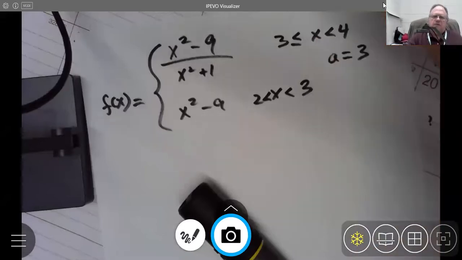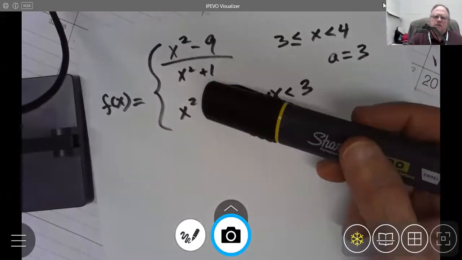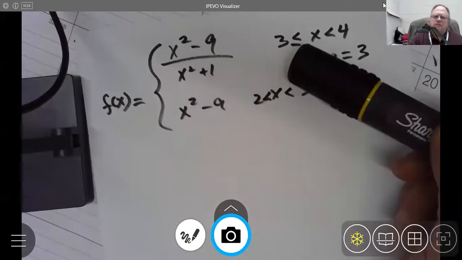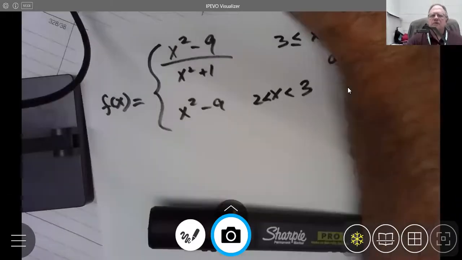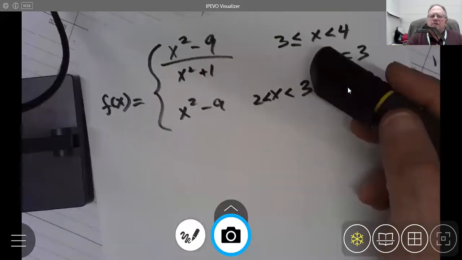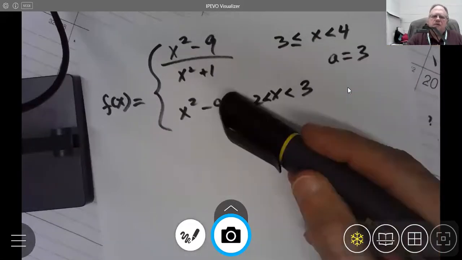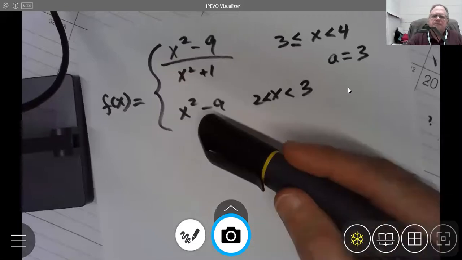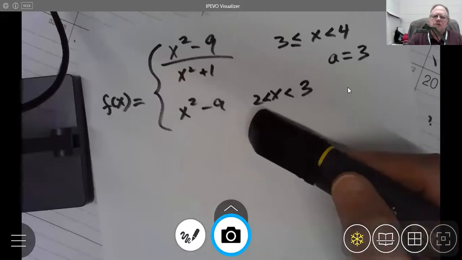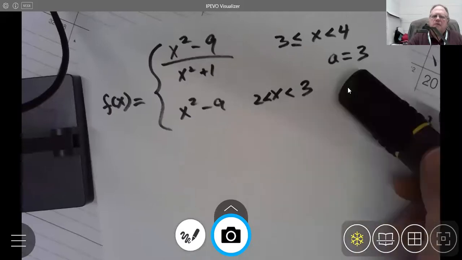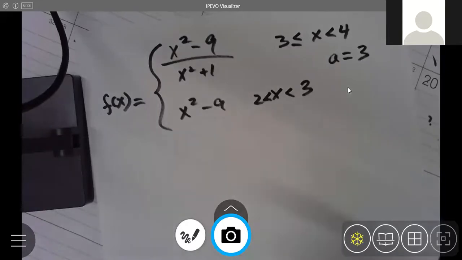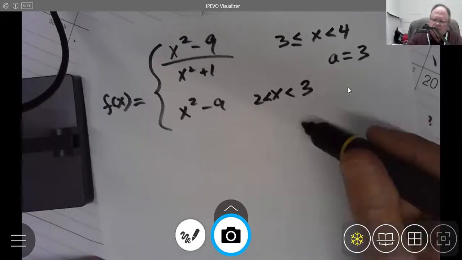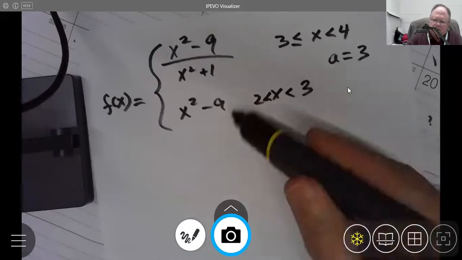Okay, we have a piecewise defined function: x squared minus 9 over x squared plus 1 on the interval where 3 is less than or equal to x and x is less than 4, and also x squared minus 9, where x is greater than 2 but less than 3. And we're looking at a equals 3. So basically, we're looking to see, is this continuous on this interval?